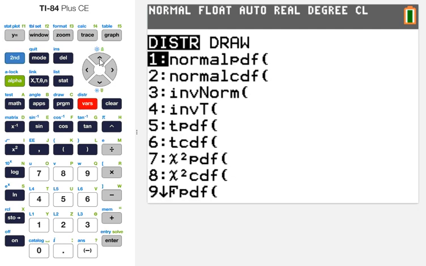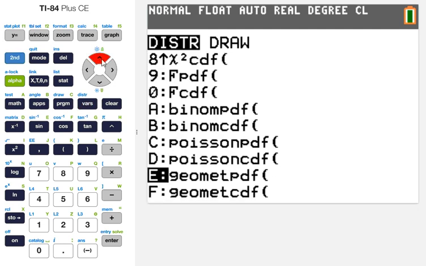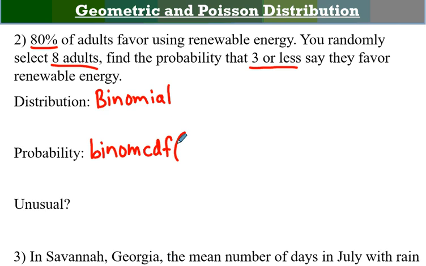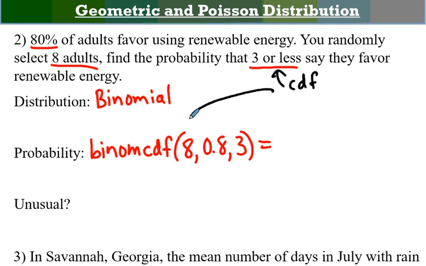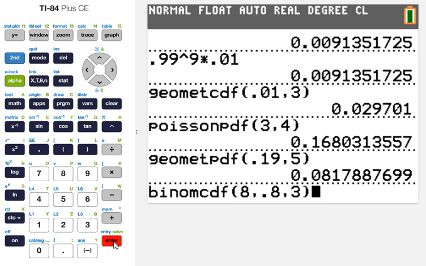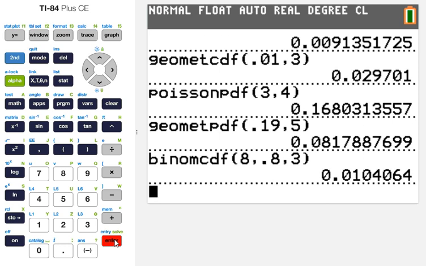So second distribution, it looks like it prompts me first for trials, then probability, then how many successes I want. So trials in this case is 8 trials. Probability of success is 80%. And I want 3 or less. So this is going to be a CDF because of 3 or less. And then I ask it to run it. It's about a 1% chance.